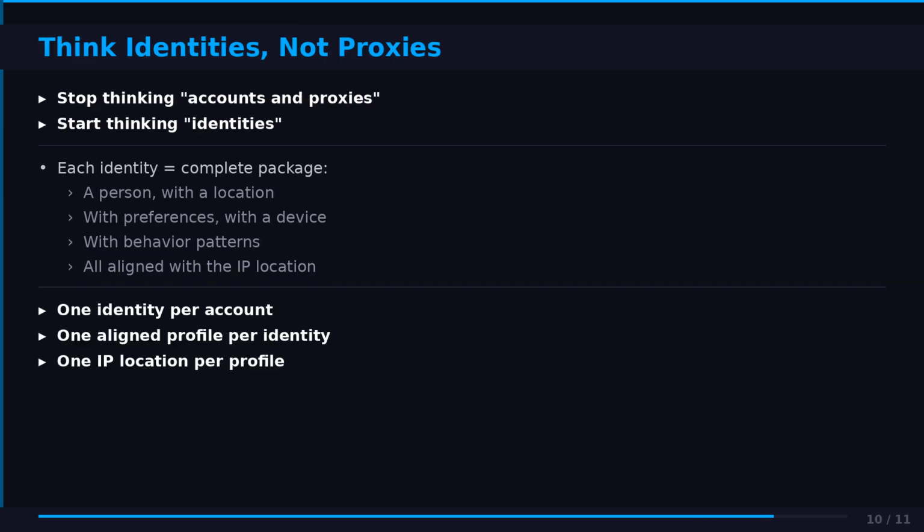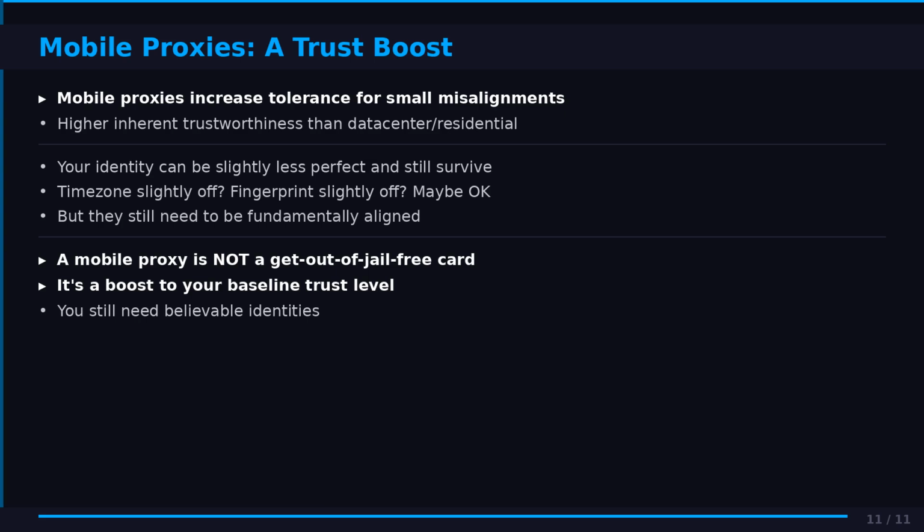So here's the correct mental model. Stop thinking about accounts and proxies. Start thinking about identities. Each identity is a complete package. It's a person with a location, with preferences, with a device, with behavior patterns. All of those need to align with each other and with the IP location. When you think of it that way, suddenly the problem becomes clear. You're not trying to hide yourself with a proxy. You're creating believable identities that exist in specific locations and behave realistically. One identity per account, one aligned profile per identity, one IP location per profile.